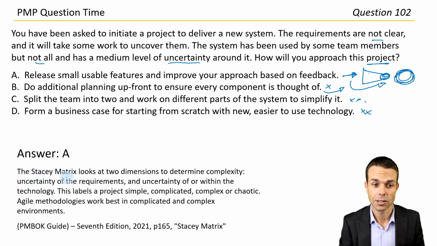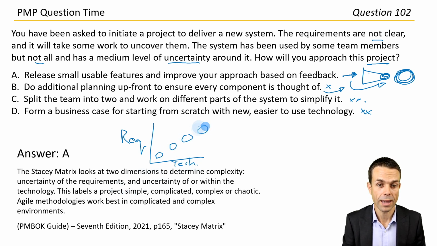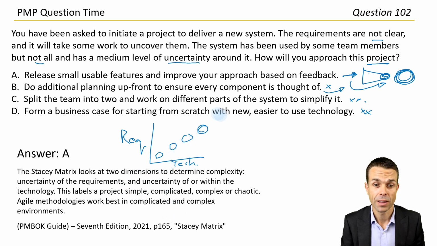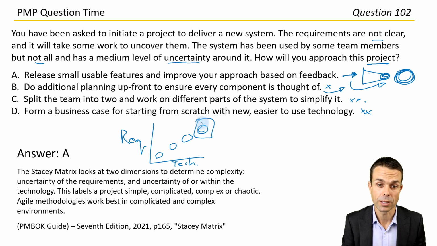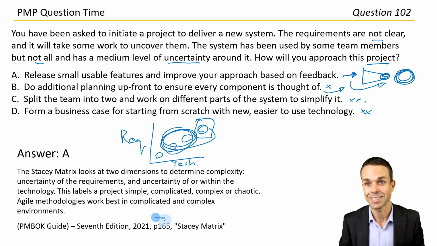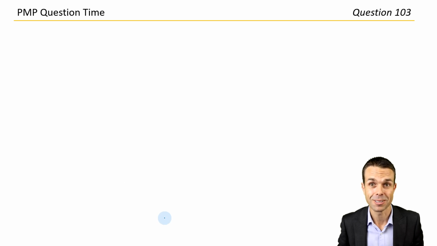The Stacy matrix looks at 2 dimensions to determine complexity: uncertainty in the requirements and uncertainty in the technology. So that's good to know. This labels a project simple, complicated, complex, or chaotic. And agile methodologies work best in complicated and complex environments. If it's chaotic, same as the other model, we need to stabilize it and bring it back into that middle realm so then we can use those agile methods. Page 165 under Stacy Matrix in the PMBOK Guide 7th edition. Wonderful stuff. We're getting pretty deep here, so this is pretty good.